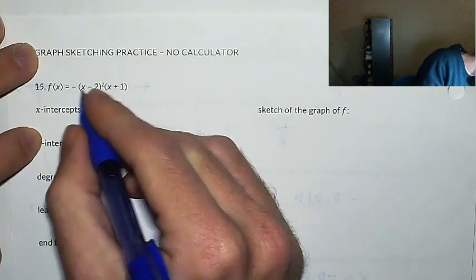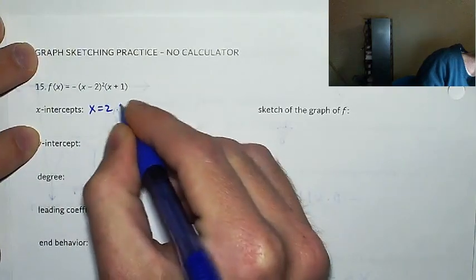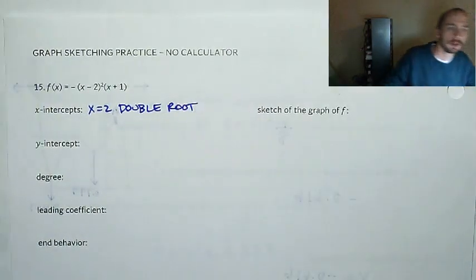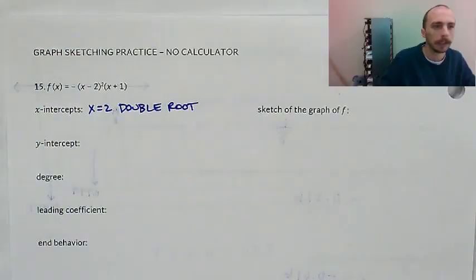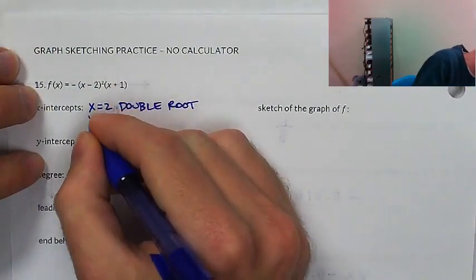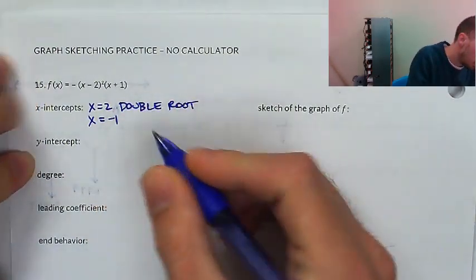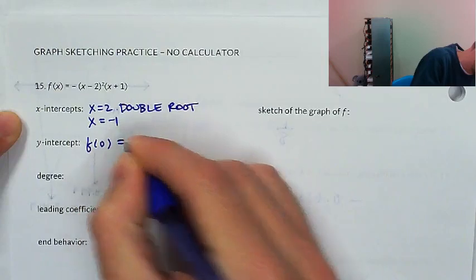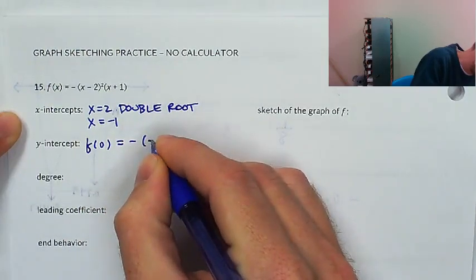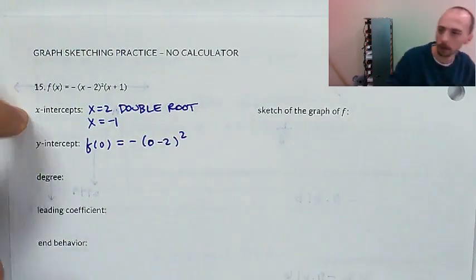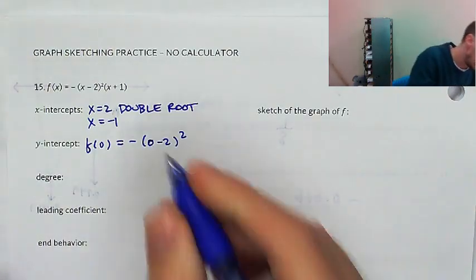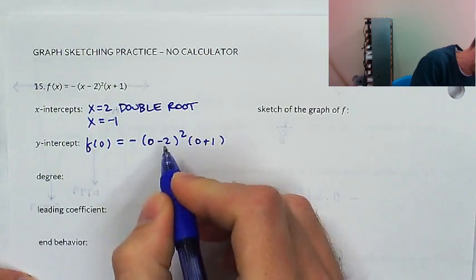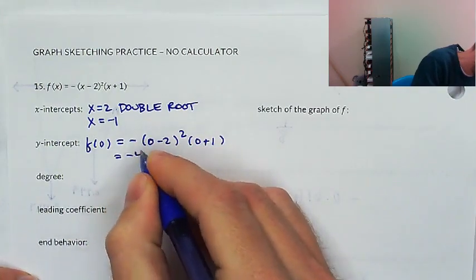X-intercepts. x equals 2. That's going to be a double root. And then x equals -1. That's going to be a single root. The y-intercept, well, that's just f of 0. So f of 0 is the negative of 0 minus 2 squared, and then 0 plus 1. So I've got the negative of 4 times 1 equals negative 4.